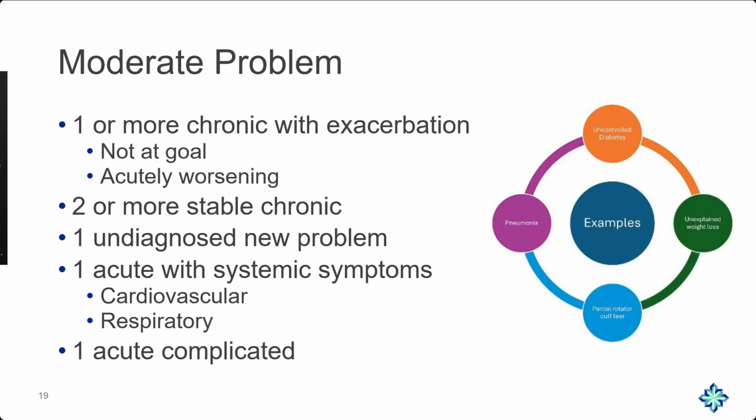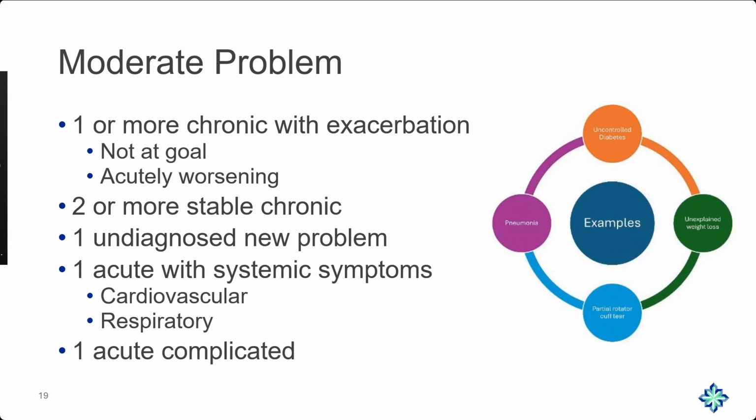Next is going to be one acute with systemic symptoms, and this one gets really confusing. I know Ashley and I have both seen questions on this in our sessions, and I think some of the confusion is coming from some of the examples that are in the CPT. They're good examples, and I'm not saying CPT is wrong in any way, but they call out things like fever and dizziness. Those symptoms alone do not necessarily bump something up in the problem level. We're looking for that acute problem with systemic symptoms.